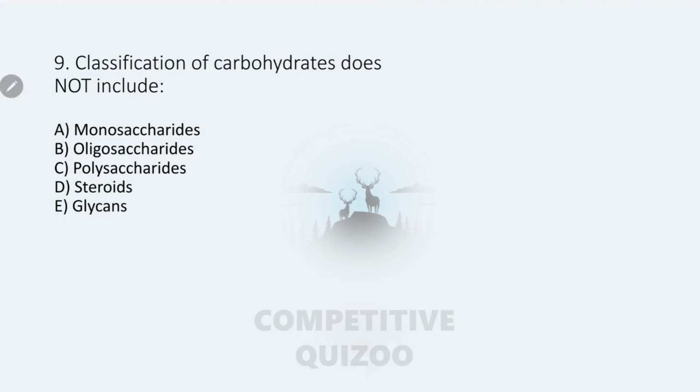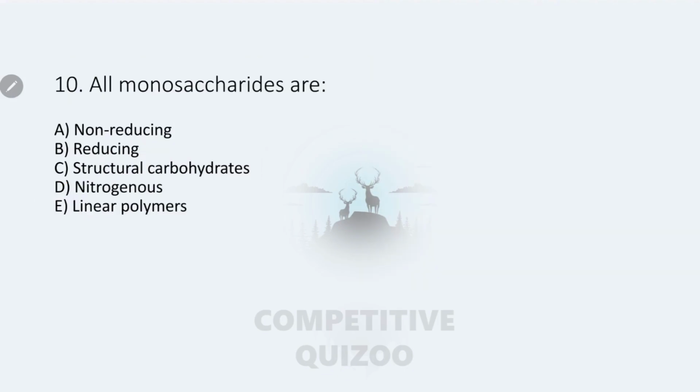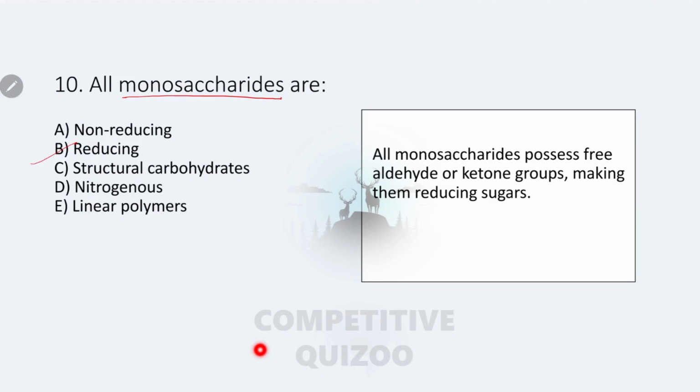Coming to the next question. Classification of carbohydrates does not include. Given options are monosaccharides, oligosaccharides, polysaccharides, steroids, or glycans. The correct answer to this question is steroids. Steroids are not carbohydrates, they are lipids. Coming to the next question. All monosaccharides are. Given options are non-reducing, reducing, structural carbohydrates, nitrogenous, or linear polymers. The correct answer is reducing. All monosaccharides possess a free aldehyde or ketone group as discussed in the previous questions, OH groups and CHO groups, which make them reducing sugars.